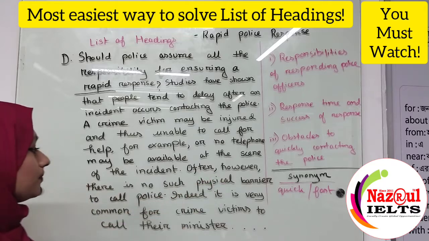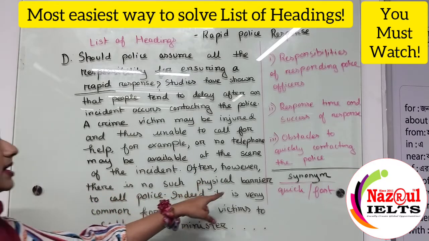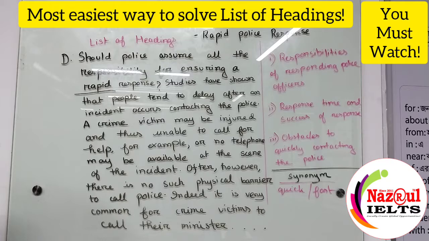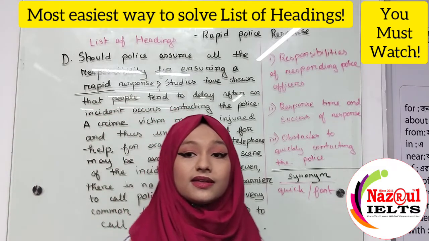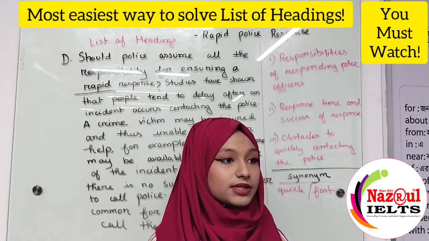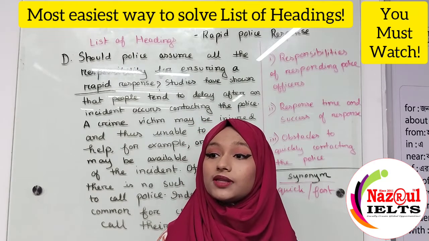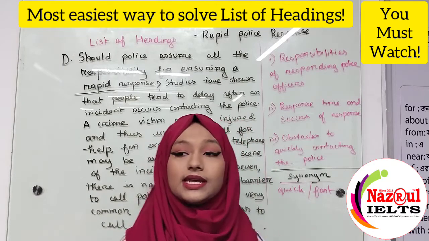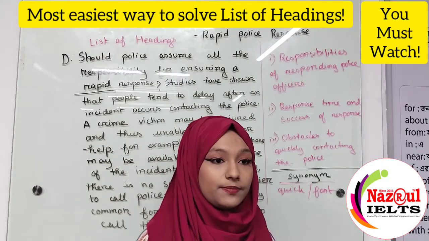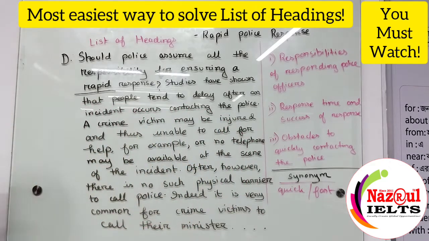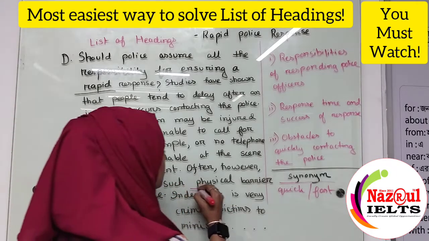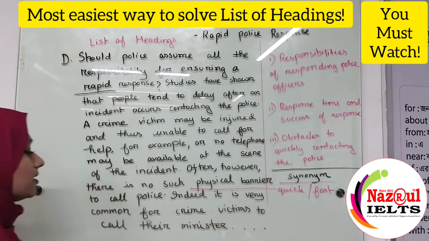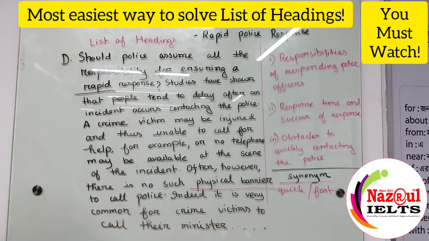Often, however, there is no such physical barrier. What is it saying? There is no such physical barrier. In most cases, people aren't really hurt, or maybe the telephones are available. It's not like the telephones are not available to them, right? What else is it saying? There is no such physical barrier to call police.